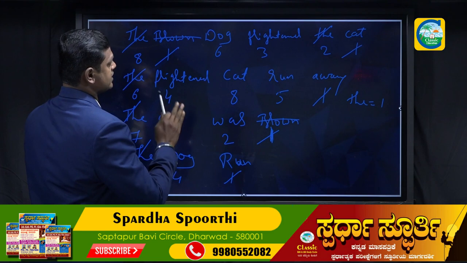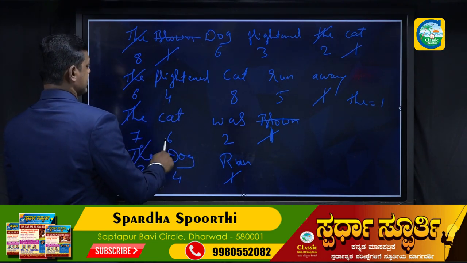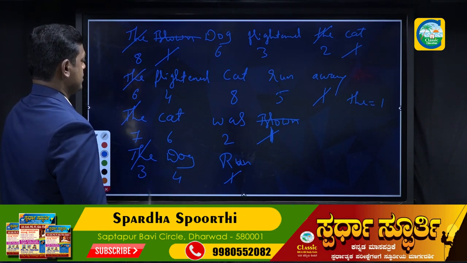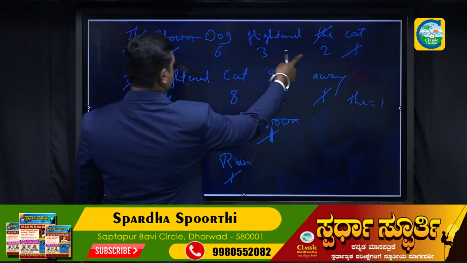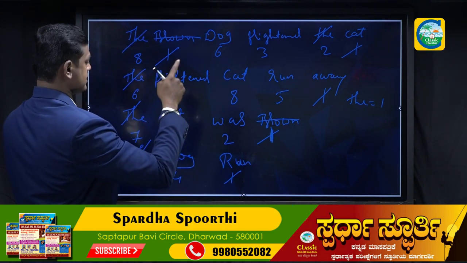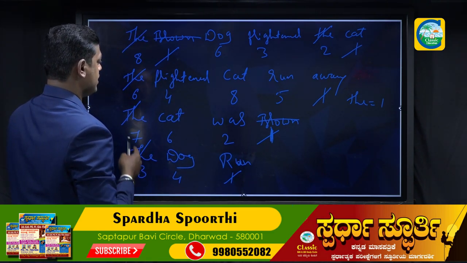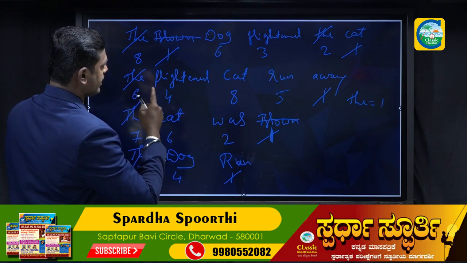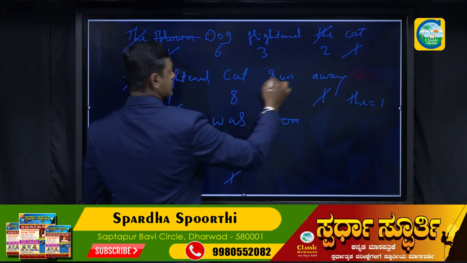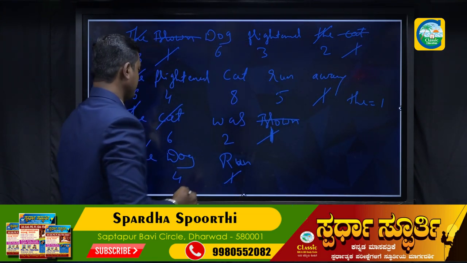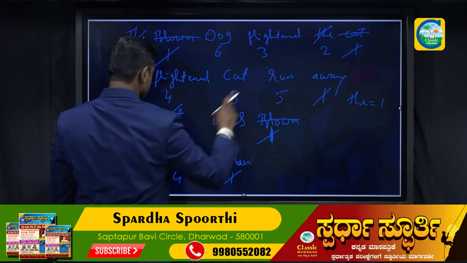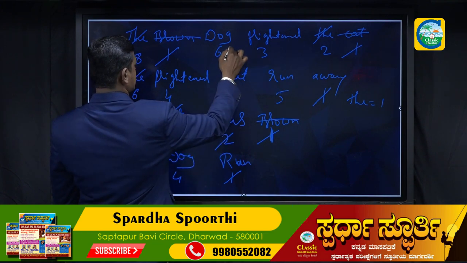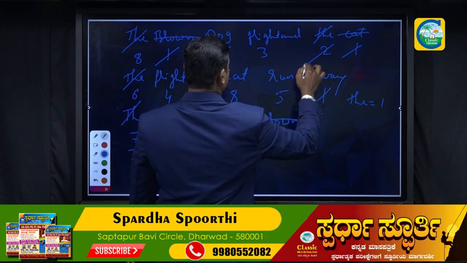So 8, 6, 3, 2, 7, 6, 2. The two codes are coming here. That is 6, 2. And 6, 2 means one word is repeating again in the first and the third sentence. So that is a cat was brown. Dog frightened at cat. Yes, one more is there. Cat like this means same 6, 2.